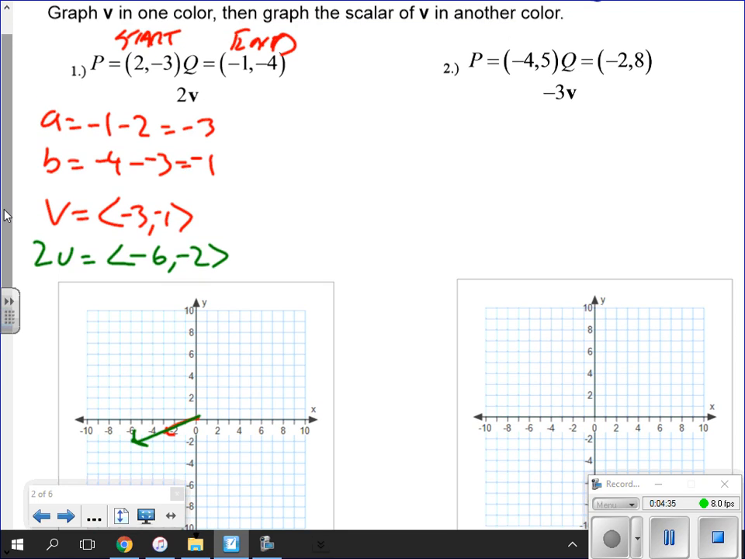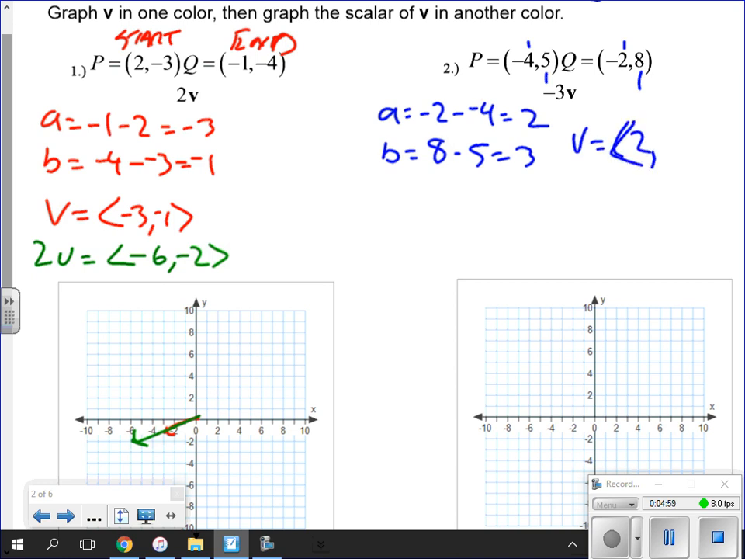Same idea. First thing I need to do is find v. To find v, I need to find the components. So a would be -2 minus -4, and I get 2 for that. Our component b would be 8 minus 5, which is 3. So our vector v is <2, 3>. So I go out 2 and up 3.